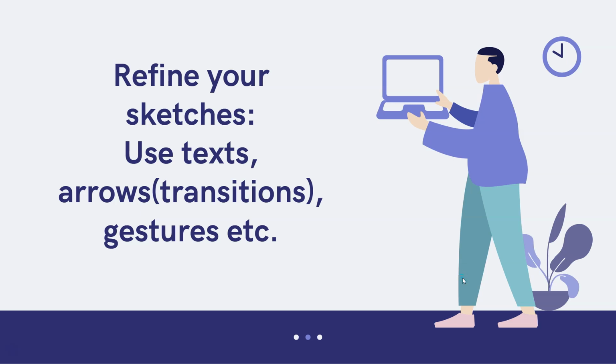Because when you're drawing the sketches, you are just drawing three different sketches, right? This is the sketch of the first page, the second page, and the third page, and so on. So you need to give arrows, which are going to help you show the transitions. Like on clicking this button, you are taken to the next page. On clicking the next icon, you are taken to the third page, and so on. So you can refine your sketch using all the feedback and reviews you get, using some text, some arrows, some gestures, some icons, some advanced components.